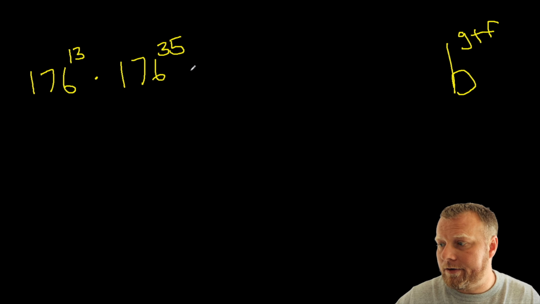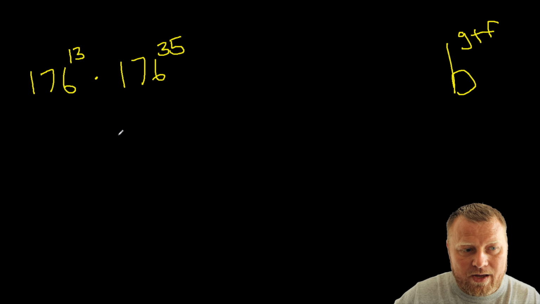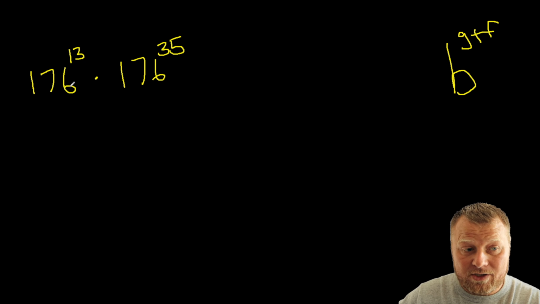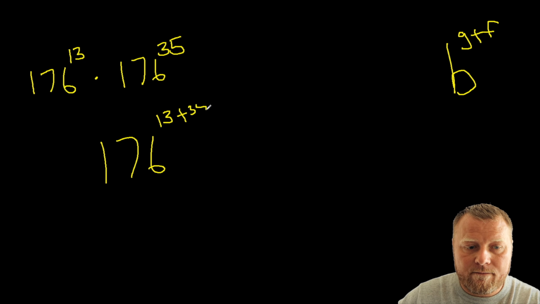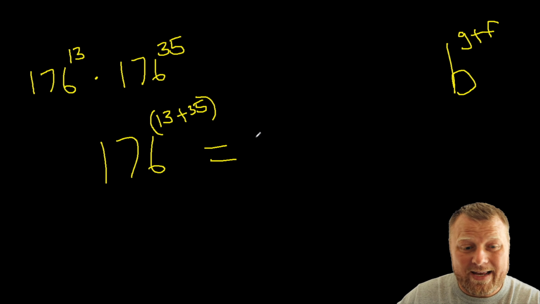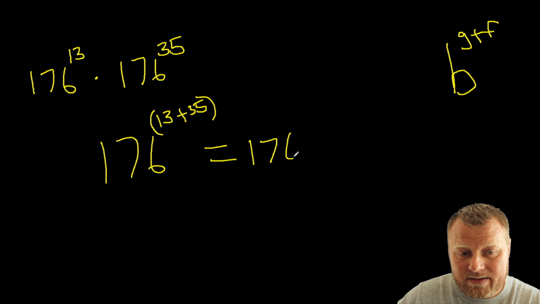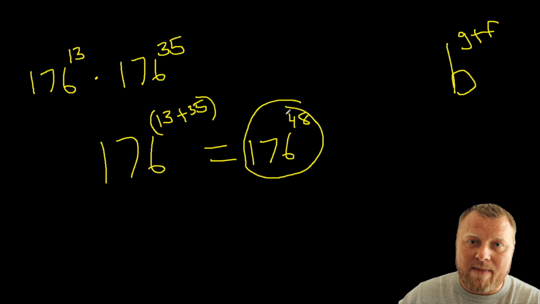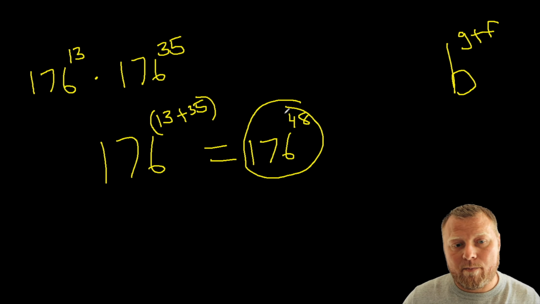Now doing that out by hand, try doing that. It's ridiculous, right? So it's nothing more than the base, which is the 176 raised to the 13 plus 35th power in parentheses, which is equal to 35 plus 13 is 48. So 176 to the 48th power is the answer. Now that's magical. That's why math is so powerful.